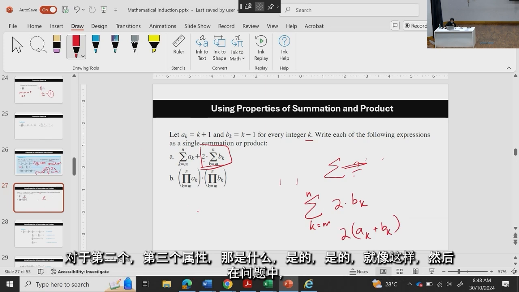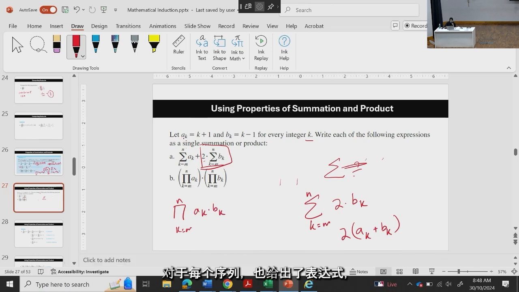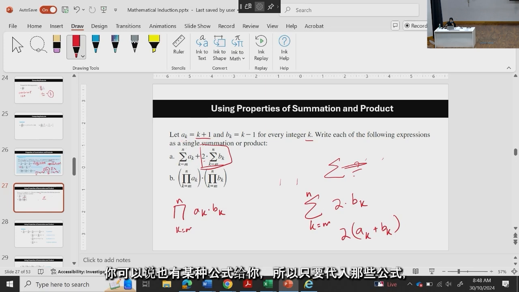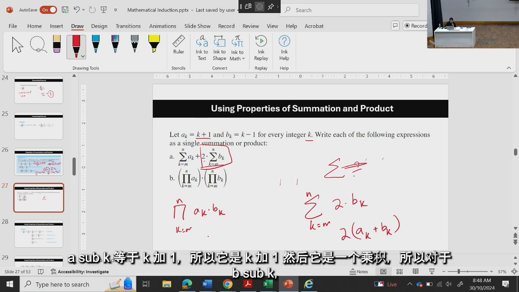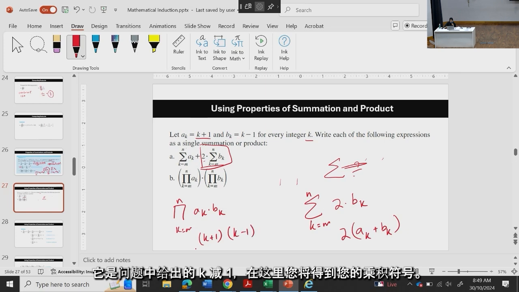For the second one, the third property, what is that? Yeah, like this. And then in the question, the expressions are also given to you for each of the sequences, a kind of formula is given to you. So simply substitute those formulas. A sub k equals k plus 1, so it will be k plus 1, and then it's a product. For b sub k, it's k minus 1 given in the question, and here you will have your product notation.